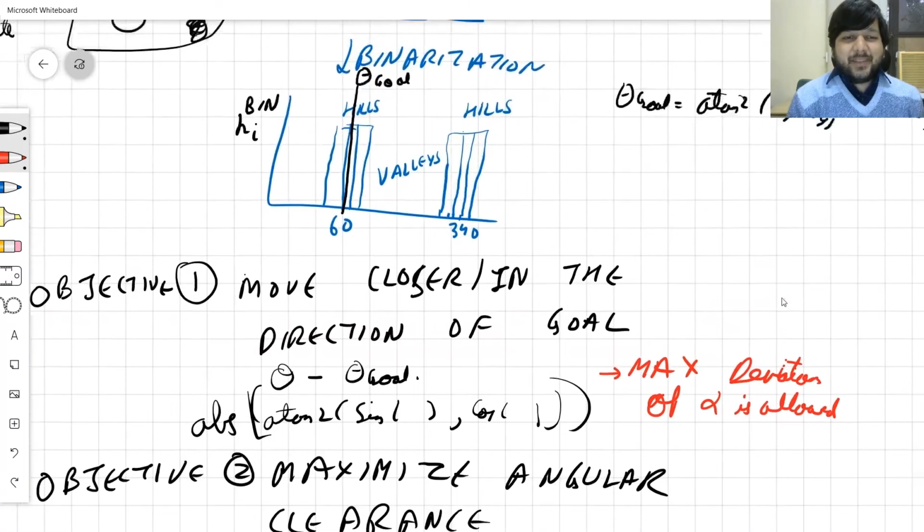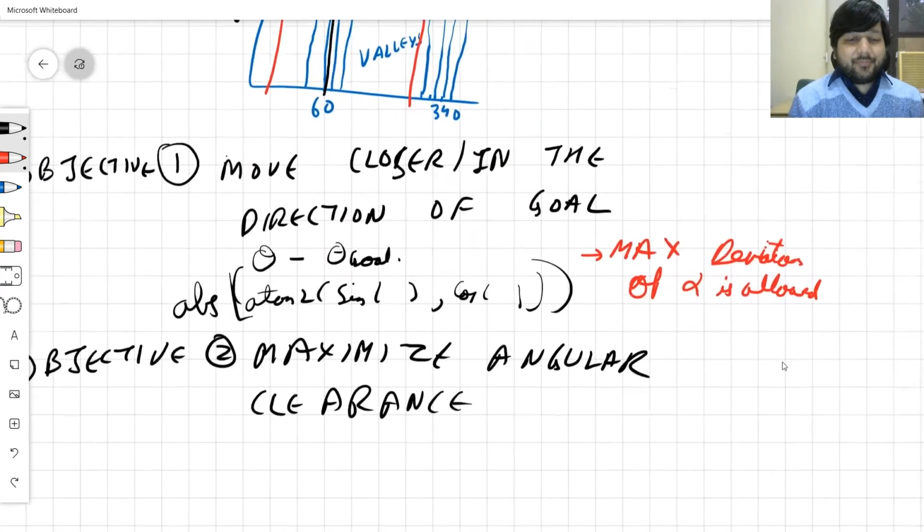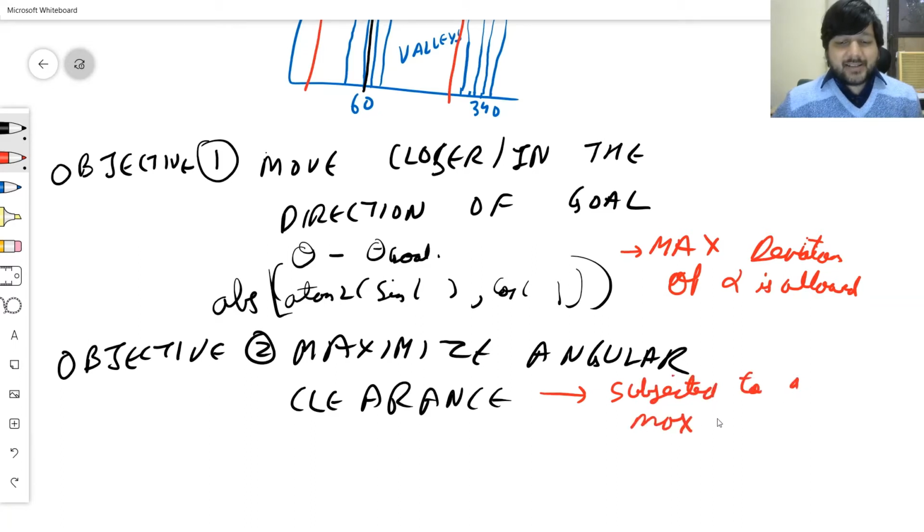Now, if I say a maximum deviation of alpha is allowed, this is the angle to goal, and say this is alpha. So I'll only consider this angular range. The second one, I say maximize angular range, subject to a max of C max.